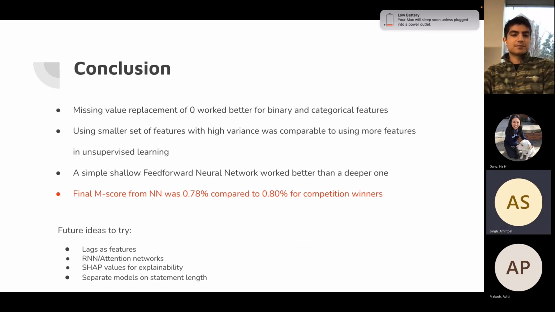So the final conclusion, what we found was that filling missing values with 0 generally worked better for binary and categorical features. Using a smaller set of features with high variance was comparable to using more features from the unsupervised learning. Also, we found that shallow feed-forward neural networks worked better than the deeper ones, and the final M score was comparable to those of the competition winners. Here are some of the other ideas which we want to try later on.